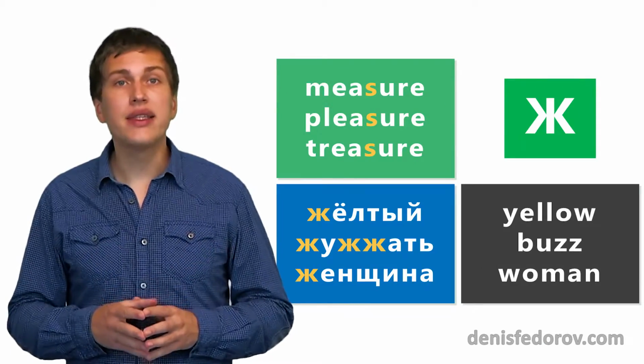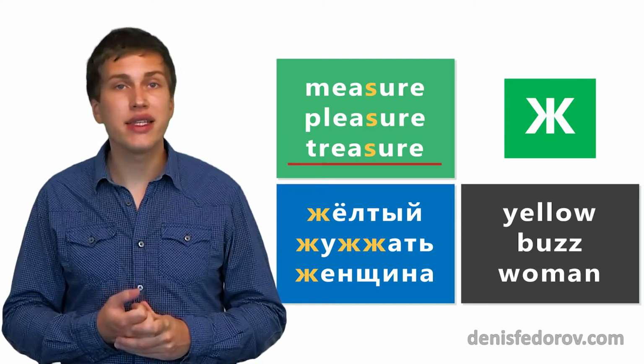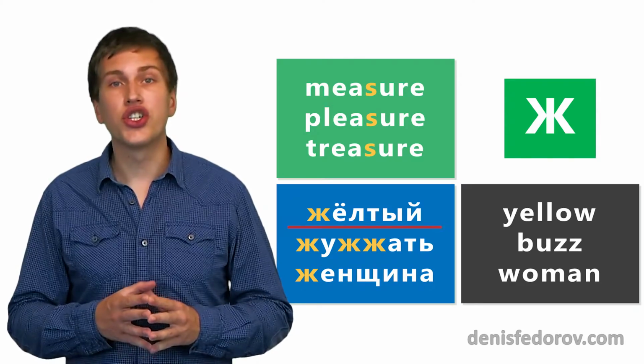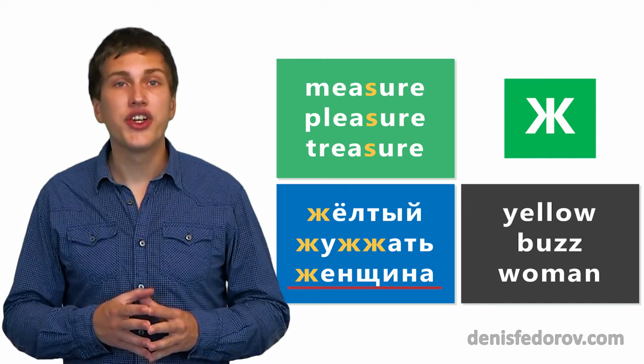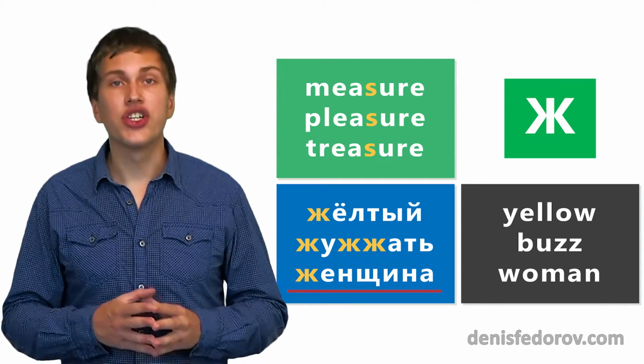Give yourself time and try until you can do that. The letter Ж. It sounds as S in measure, S in pleasure, S in treasure. The Russian examples for Ж are желтый, жужжать, женщина.